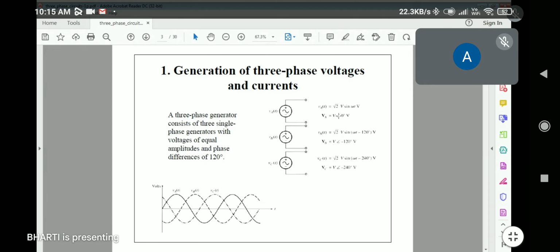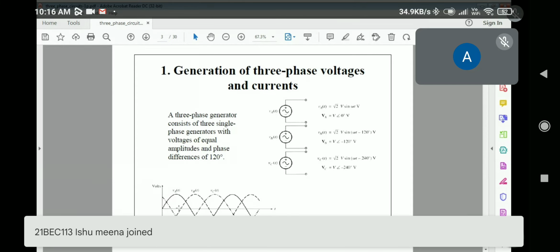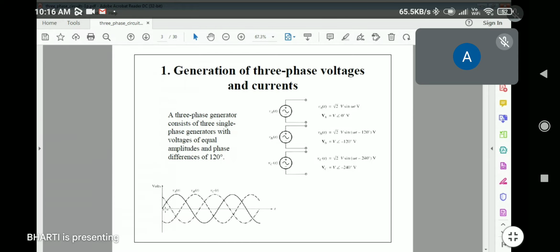Clear. So first of all, look at phase one. Everything is dependent on this graph, you just try to understand. I'll try to make this graph again, but you just understand this graph. In this graph, this is the voltage and this is time. Now if you can see the first graph, it starts from 0, that is VA(t), this one. Okay, this is one phase.